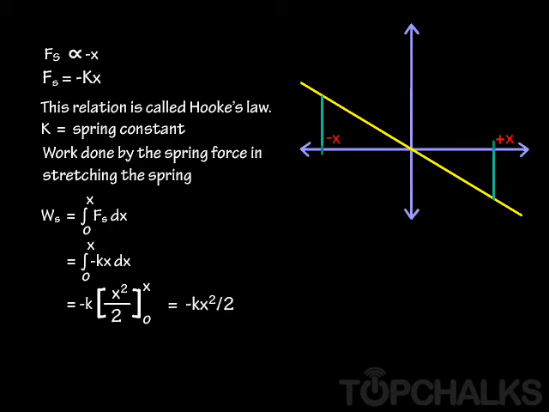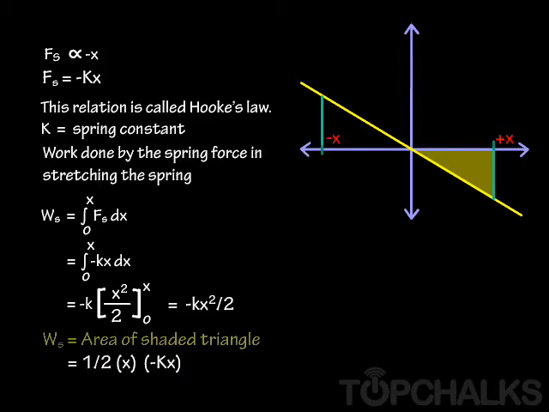And the same work done in stretching the spring can be obtained by calculating the area under the spring force versus displacement graph. The area of the shaded region, the shaded triangle, also gives the work done in stretching, right? And this is equal to half base into altitude. The altitude is force here, which is equal to minus kx. So this is also half kx square. So work done in stretching the spring is equal to the area under the force displacement graph, and work done can also be calculated by integration.